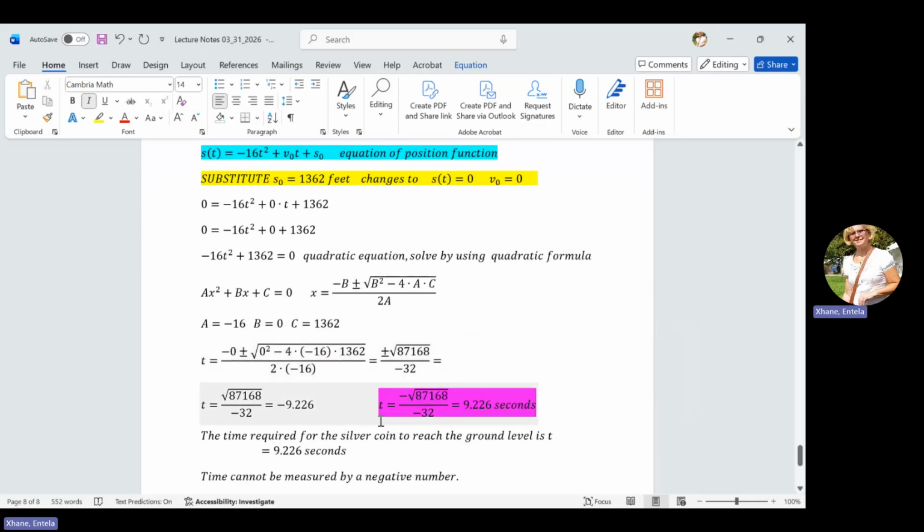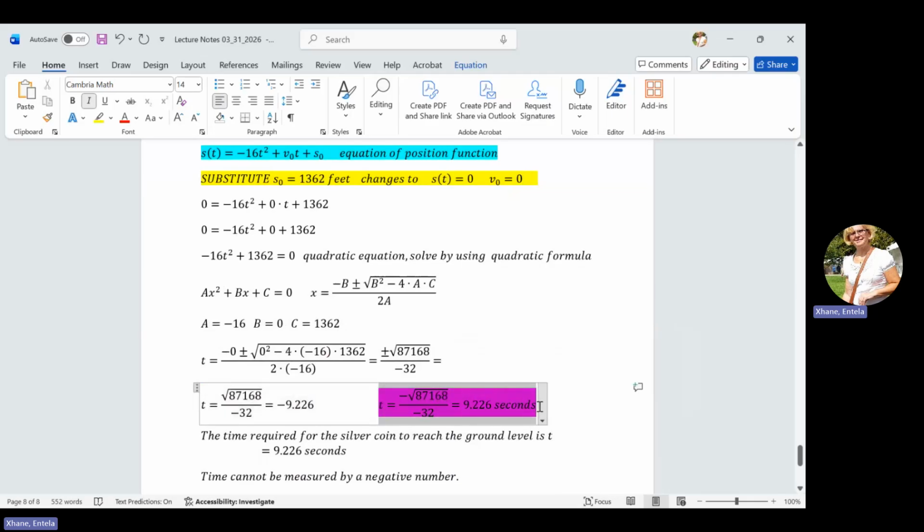I'm going to break this down in two cases. One, positive square root of 87,168 divided by negative 32, that's negative 9.226. And then the other one is negative square root of 87,168 divided by negative 32, which is positive 9.226 seconds.